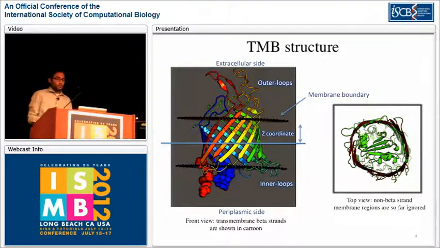All right. So this is a rough structure. Well, this is a real structure, but this is what we use as a representative structure here. You have the inner loops on the periplasmic side. The outer loops are on the extracellular side. What is quite common is that the outer loops are really big, and the inner loops are really small. And at least in bacteria, the beta strands are anti-parallel, and they're even in number.